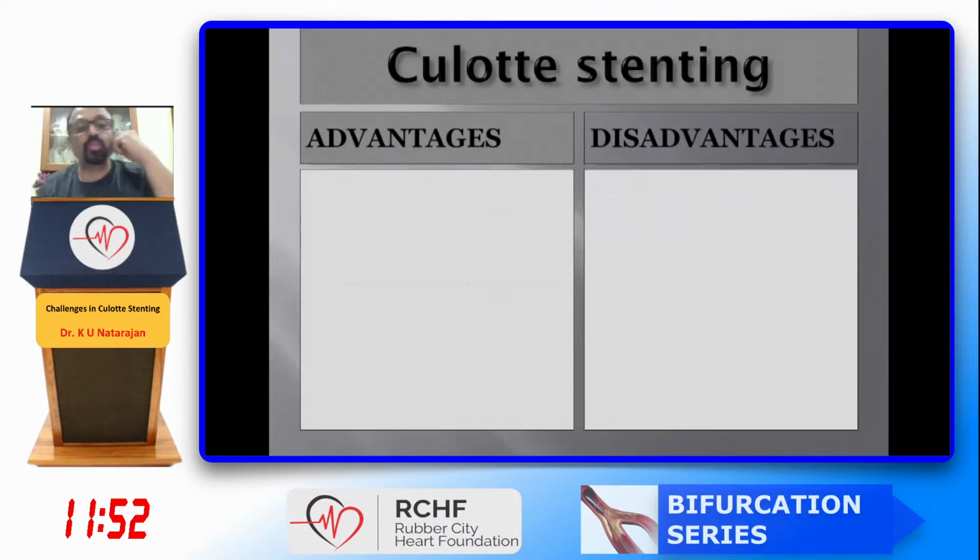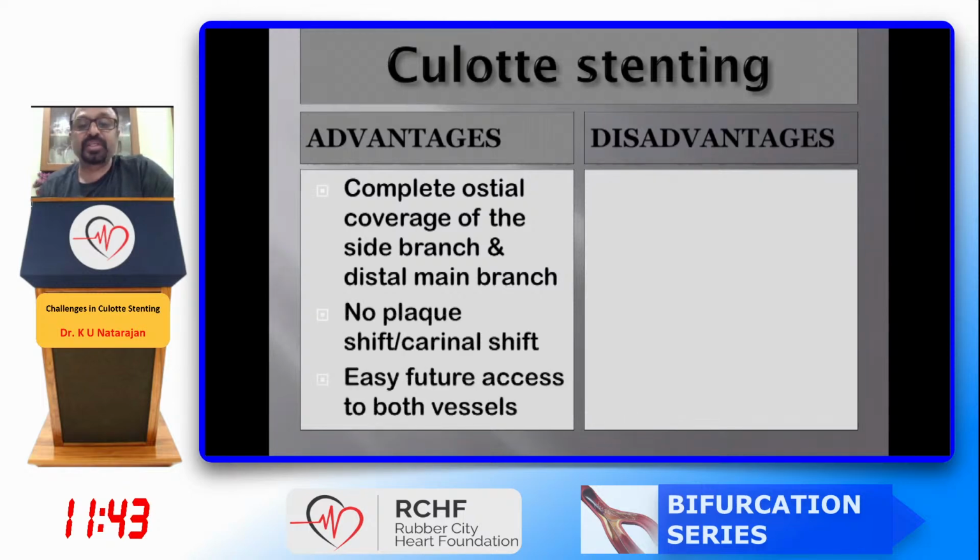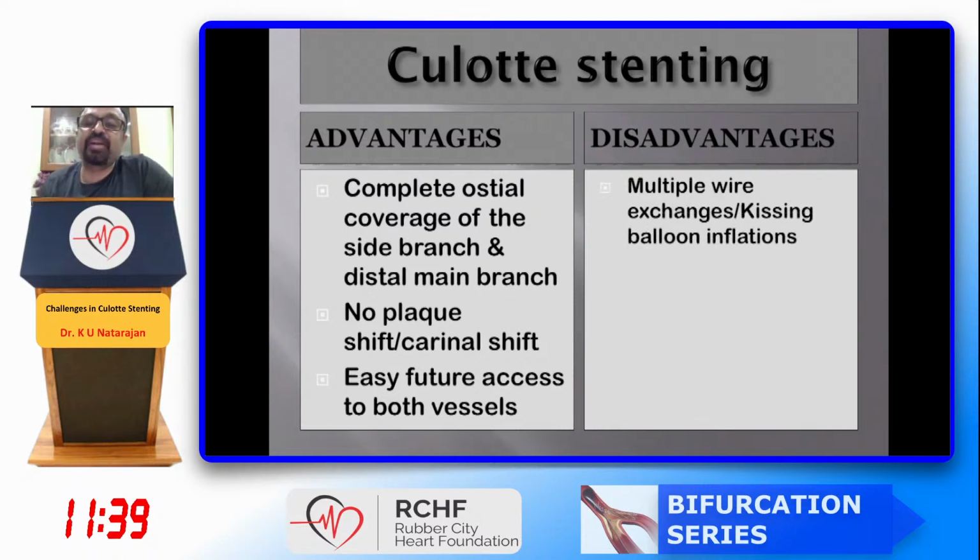So Culotte stenting, what are the advantages? Complete ostial coverage of the side branch and the distal main branch. There is no plaque shift or carinal shift, and easy future access to both the vessels. The disadvantages are multiple wire exchanges, kissing balloon inflations, and need for a bigger catheter.